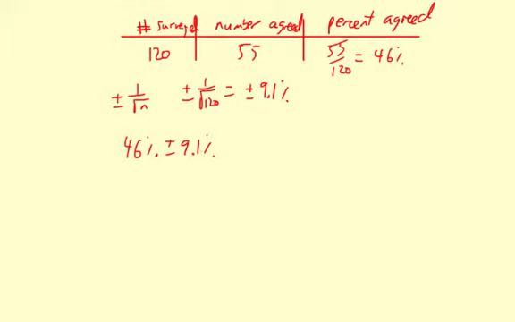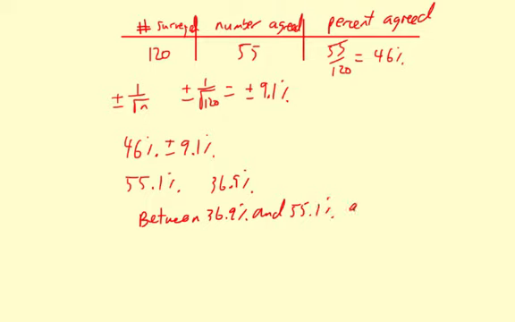So I want to find the maximum value and the minimum value it could be. So I'm going to add the 9.1% to the 46, and that's going to make 55.1%. And then subtract, and my minimum value is going to be 36.9%. So according to my survey, between 36.9% and 55.1% agreed that Ben & Jerry's is the best.